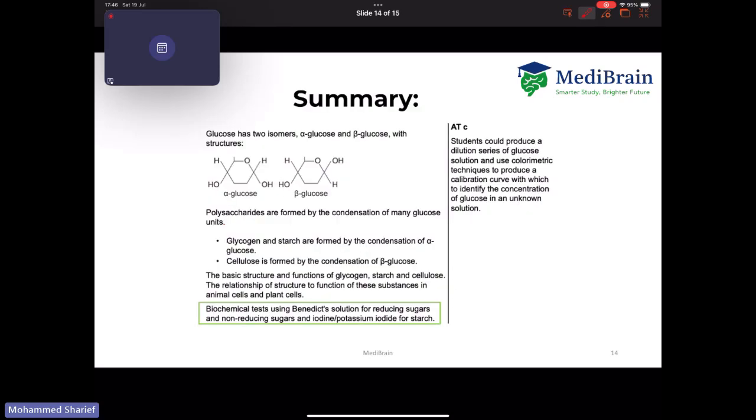Okay, and that basically concludes our session. We've looked at biochemical tests using Benedict's solution for reducing sugars and non-reducing sugars, and iodine potassium iodide for starch.